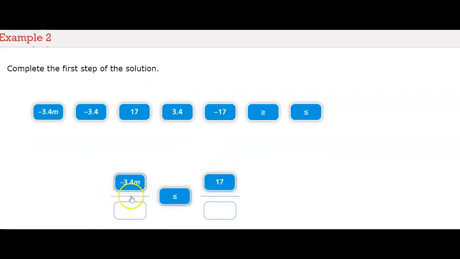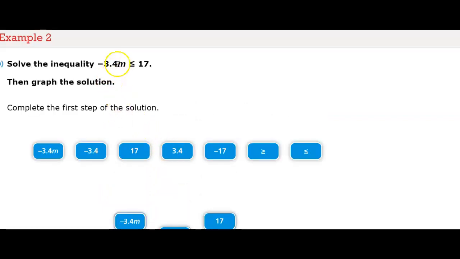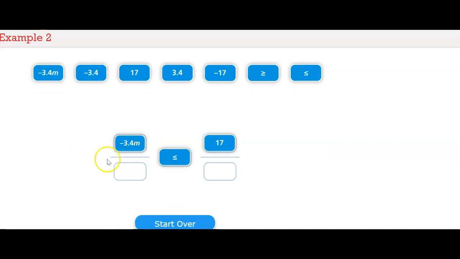Now you see the line that represents the division, because negative 3/4 is times m. To get m by itself on this side of the inequality, we must do the inverse, which is dividing. So that's where the line comes in. That's the division bar. So we're going to divide by negative 3/4 on both sides of the inequality. And then once we solve it, let's go to the next slide.